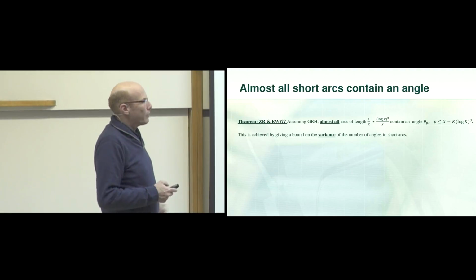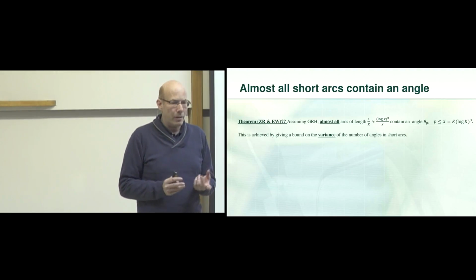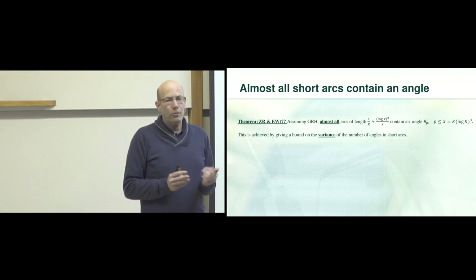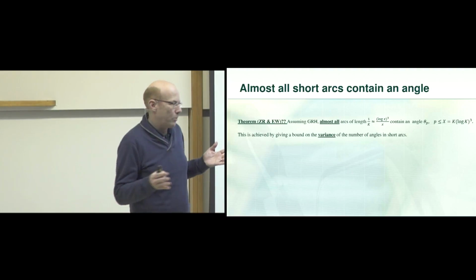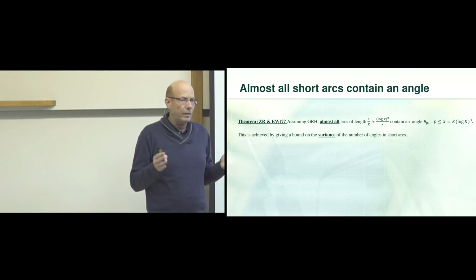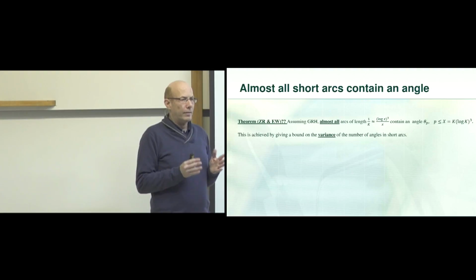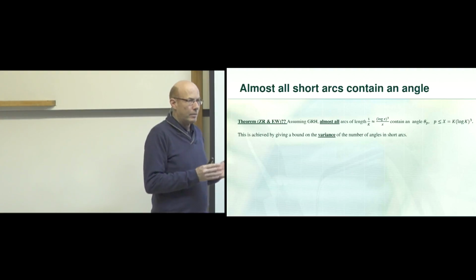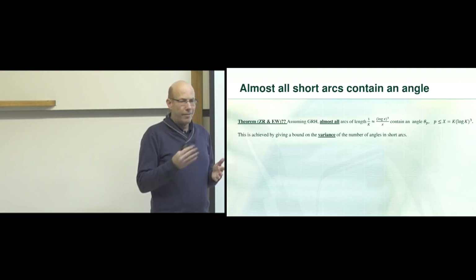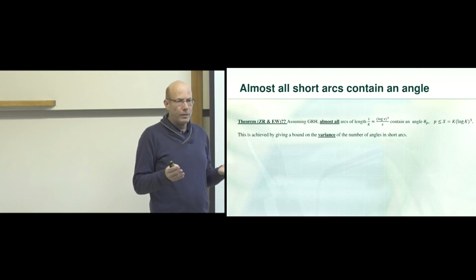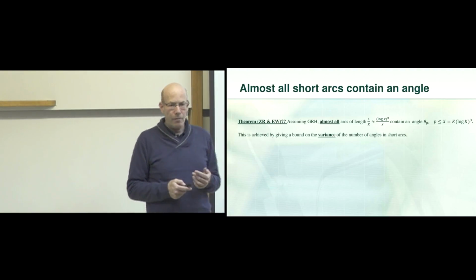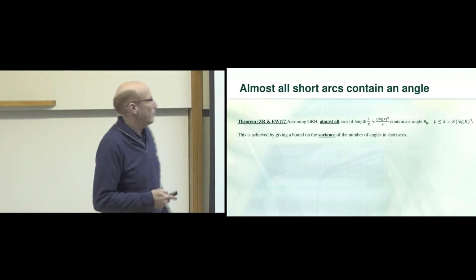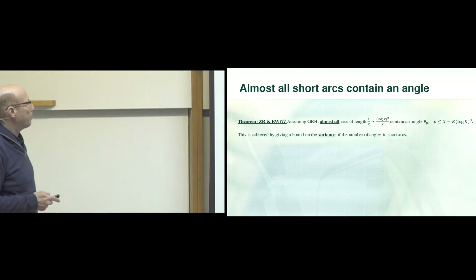Now, how do you prove something about almost all short arcs? One way to do it, it's not the only way, is to compute the variance. Your statistic will be the number of angles lying in a random arc. You will compute the average, which is some trivial thing, and then give a bound on the variance. And once we have a good enough bound on the variance, we will have a result for typical arcs. That's the thing to do.